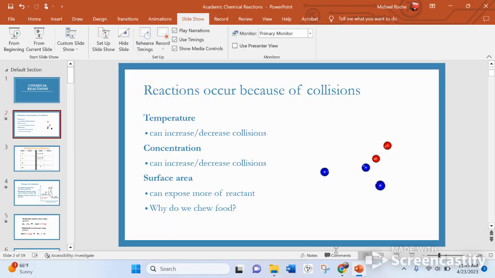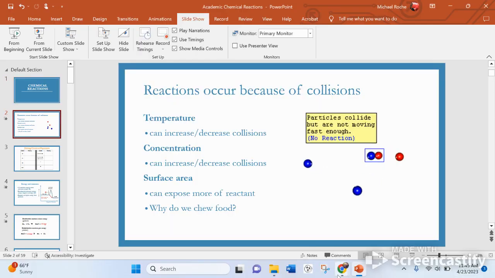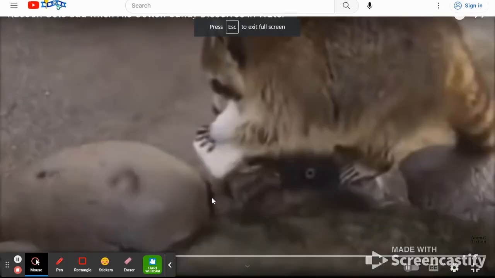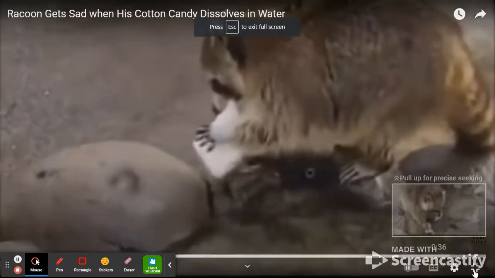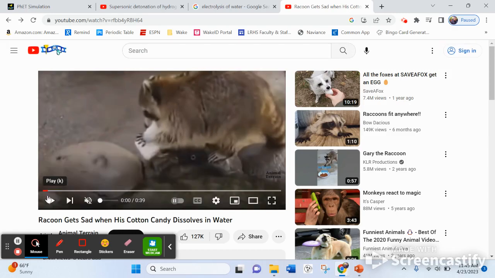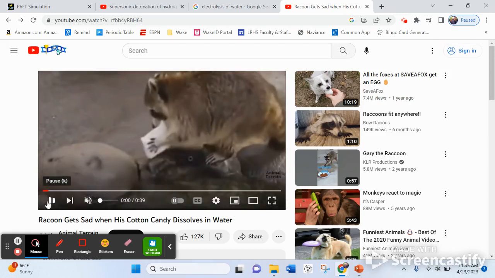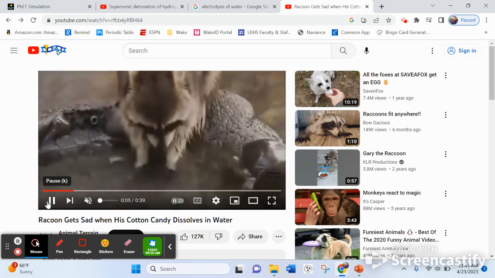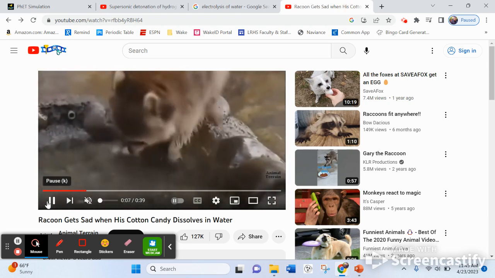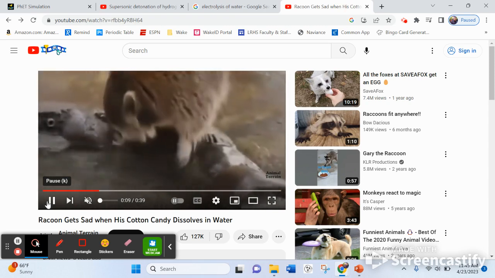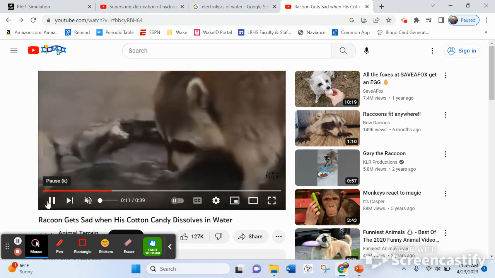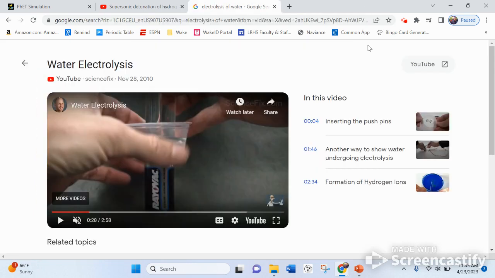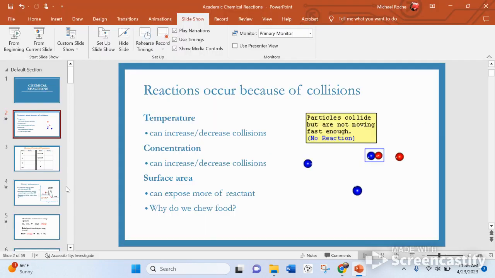for digestion. And just another visual for this, cotton candy is a high surface area sugar. Here, raccoons like to wash their food before they eat it, and that cotton candy just dissolves in the water because there's so much surface area in cotton candy. So there's that. All right, getting back to this.